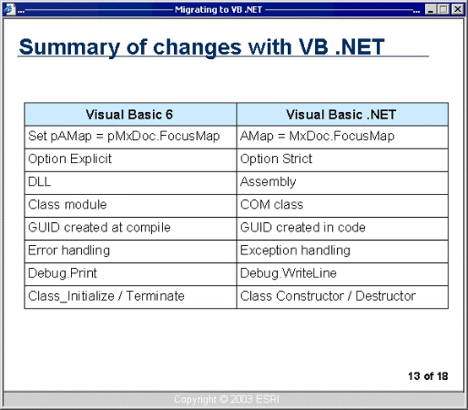Exception handling is the preferred technique for trapping errors, and when you use the VB.NET debugger, you'll call Debug.WriteLine. Class initialize and class terminate are now the class constructor and the class destructor. Visual Basic 6 called class terminate when the last reference to an object was released. That sometimes led to conflicts preventing other objects from terminating. Class destructor now handles that for you, but be careful that you do not call class destructor explicitly in your code. Let garbage collection take care of that for you.